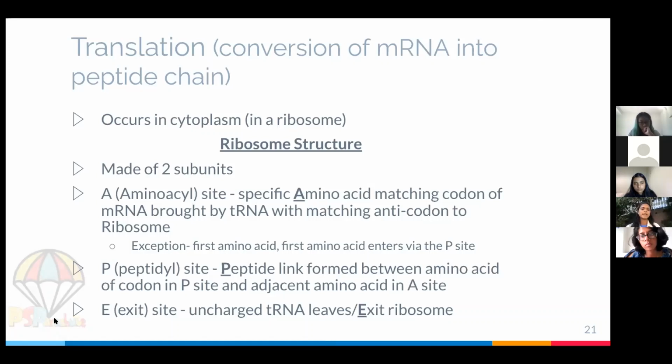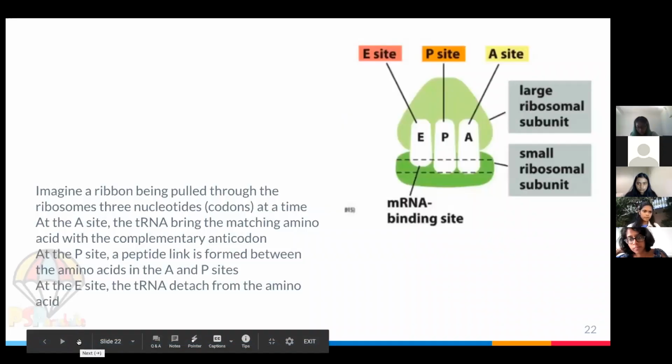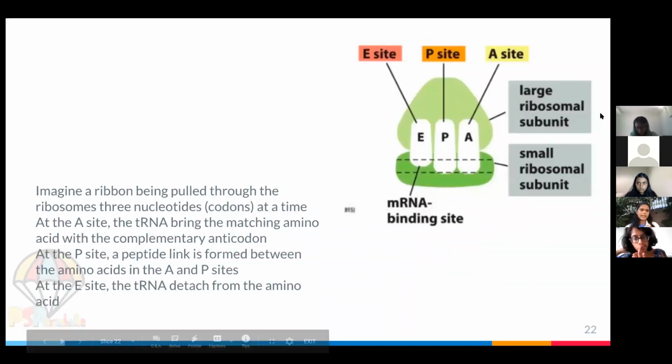And then the P site is where the peptide link is formed between the 2 adjacent amino acids. And then the E site is when the uncharged tRNA, which initially carried in the amino acid, will leave. And there's a picture in the next slide. Okay, so you can see the A site, the P site, and the E site there.